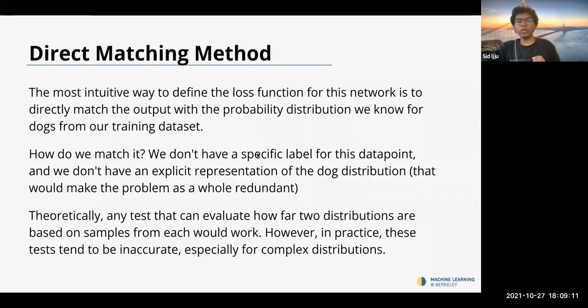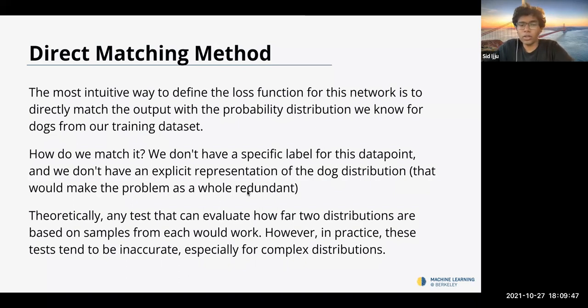So the most intuitive way to define a loss function for this type of network is to directly match the output that we have with the probability distribution we know for dogs from the data set. And so how do we do that? We don't really have a specific label for that, obviously, because I'm not giving it like a supervised data set where I say this is a dog. I'm just giving it like sort of examples for how to do this. And we don't have like an explicit representation of like the entire distribution, because that would make the problem redundant, because then we know how the entire distribution is formatted.